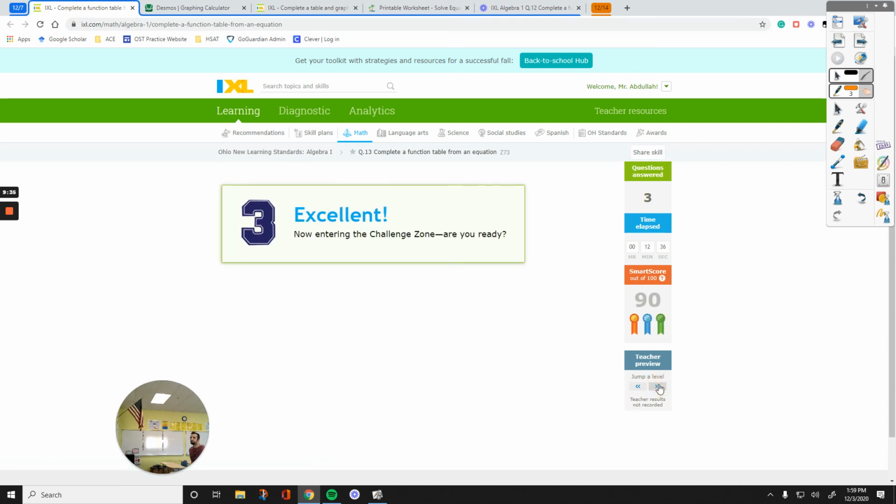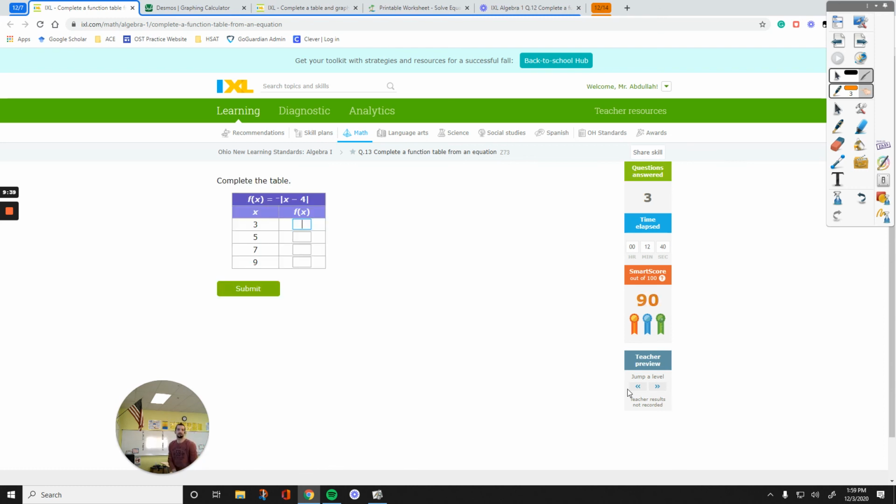And then the challenge zone, I don't think it's any different. You can just use the same equation on Desmos and then plug the numbers in. You'll see what the answers are.